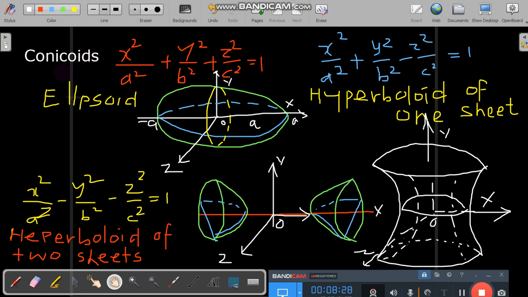But in this class we talked about what a quadric is. Then the ellipsoid is one example of a quadric, the hyperboloid of one sheet is another example, and the third quadric is this one, the hyperboloid of two sheets.